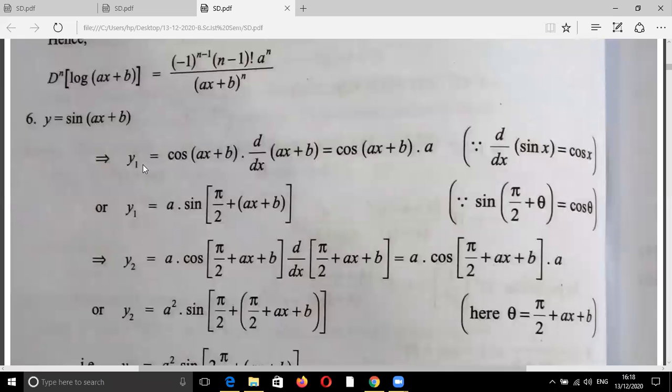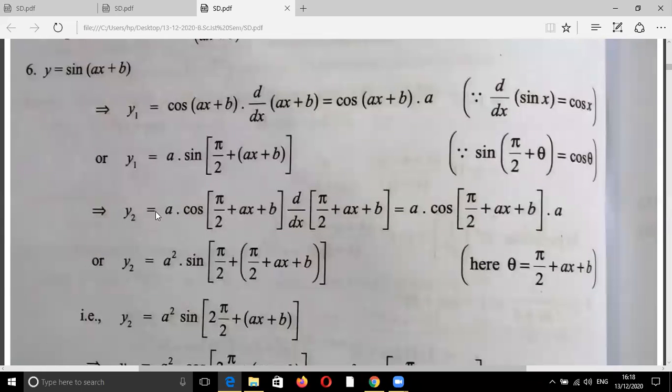Here y1 is there. You already know the derivative of sin x is cos x. The same you are writing here. The inner derivative with respect to x means you will get only a here. That's why you are writing the same. Now to generalize, we have to rewrite this expression using sin pi by 2 plus theta equal to cos theta. That's why this cos ax plus b you are writing as sin ax plus b plus pi by 2.